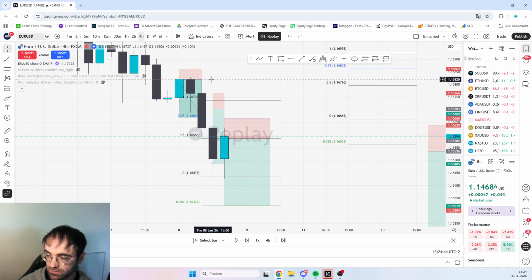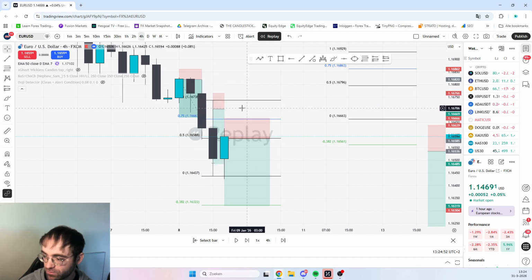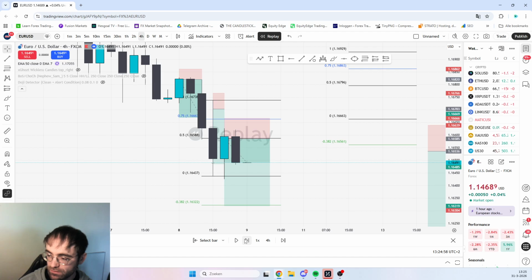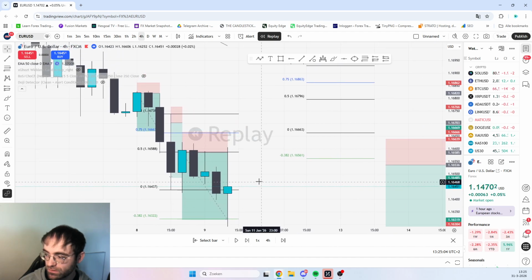So again, this did engulf this candle. Well, it closed all the way below the candle. So yeah, I did like it. So again, waited for it to go to the 50% level, and we entered. And it struggled for a little bit, and then we got the win.